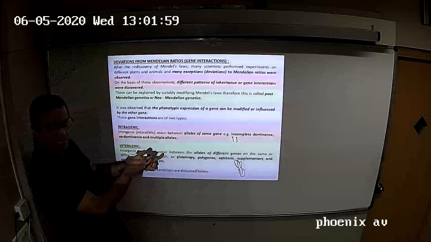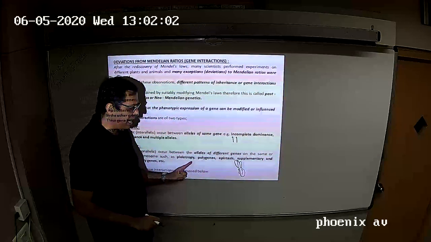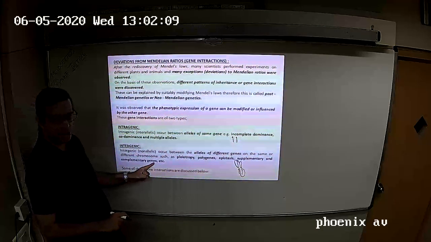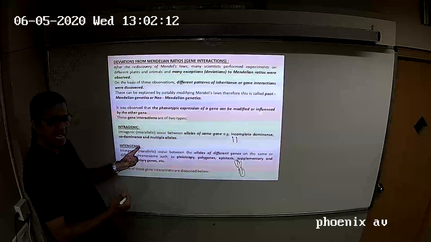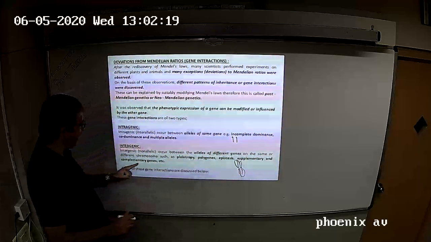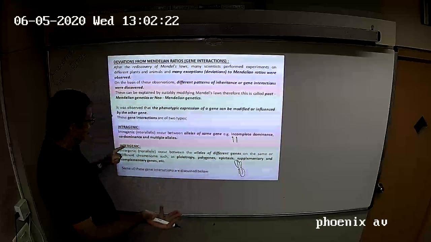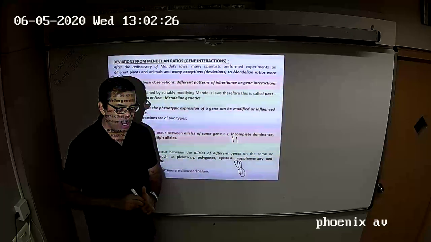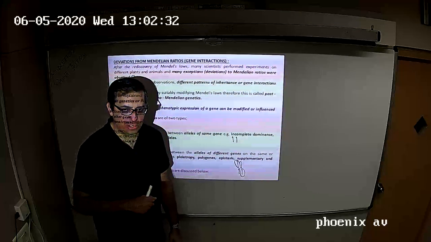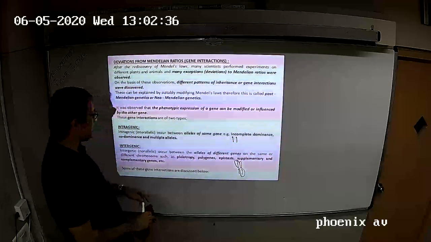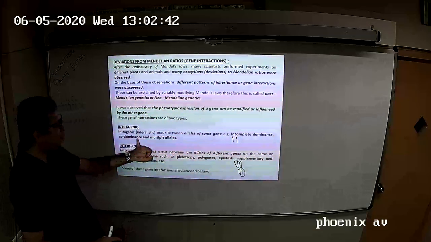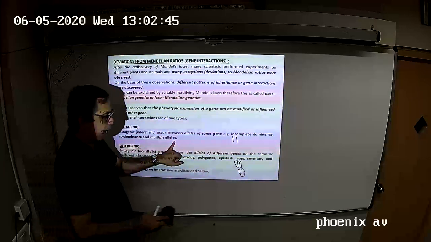Which are the intergenic interactions? You have pleiotropy, polygenes, epistasis, supplementary genes, and complementary genes. Once again, which are the intergenic interactions? Pleiotropy, polygene, epistasis, supplementary genes, and complementary genes are the intergenic or non-allelic interactions. So these are all the neo-Mendelian interactions. Let's start right now with intragenic interactions: incomplete dominance, codominance, and multiple allelism.